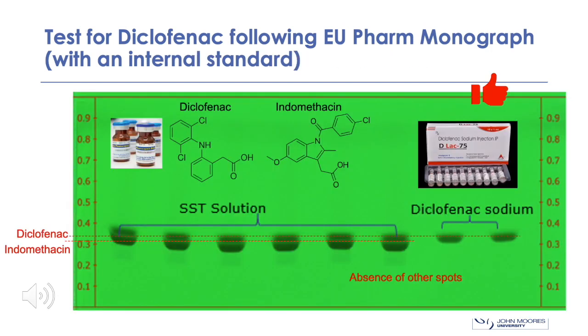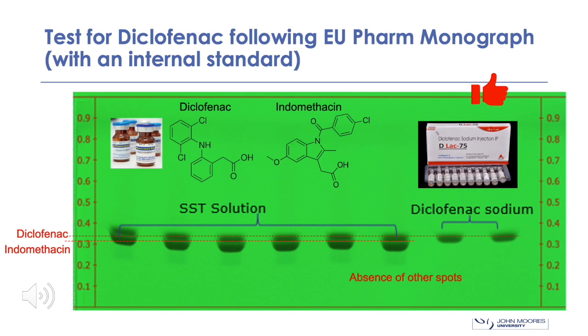Well, the diclofenac and indomethacin have very close molecular formulas and structures. They will be only separated if the plate and also your way to prepare the thin layer chromatography are perfect. So this is a kind of double check that you are making the analysis according to very high standards.